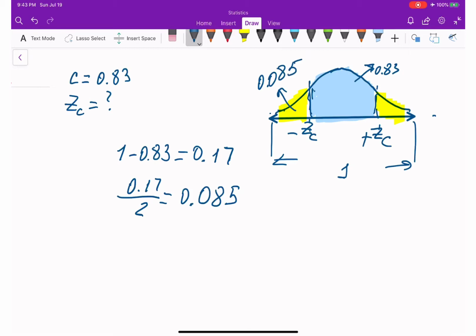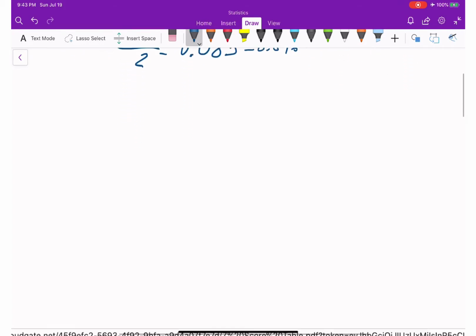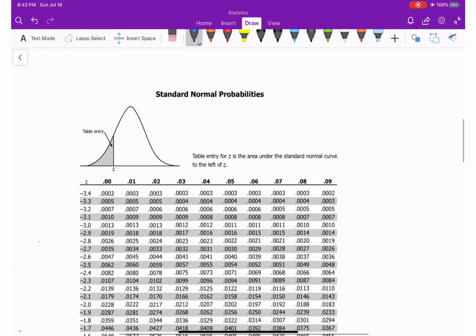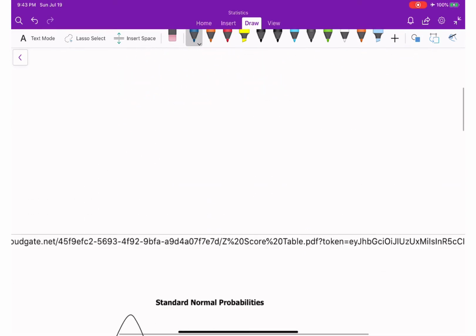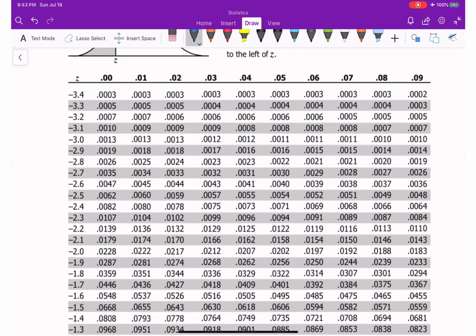So from here, we are going to go to the z-score table with 0.085. Now, 0.085 is 8.5%, correct? Since 8.5% is less than 50%, we are going to look in the negative z-score table, correct? So let me see how many zeros. We have 1 zero. Therefore, I'm looking in the table of negative z-score.